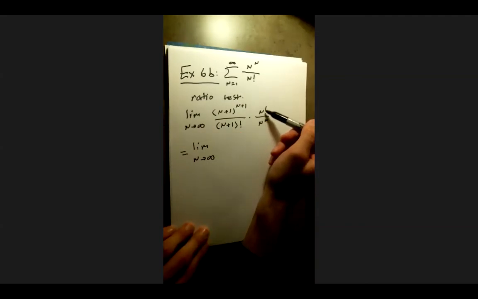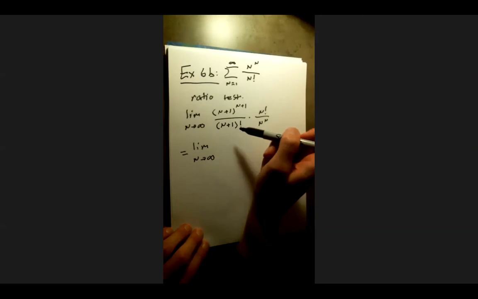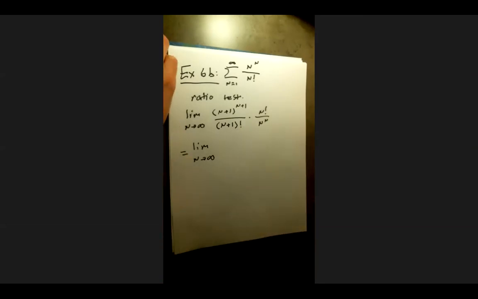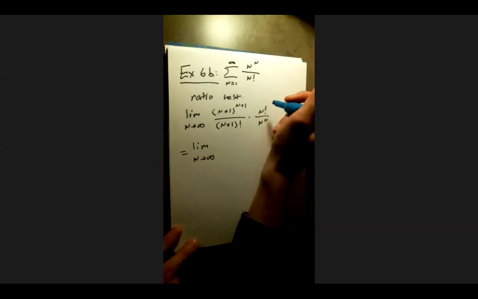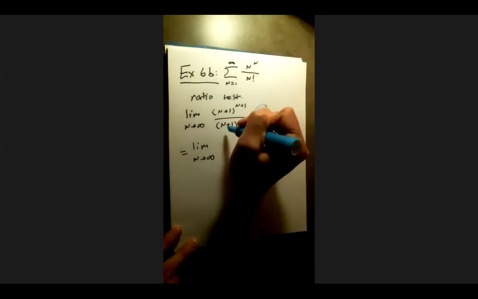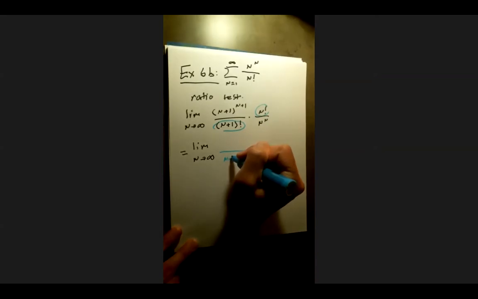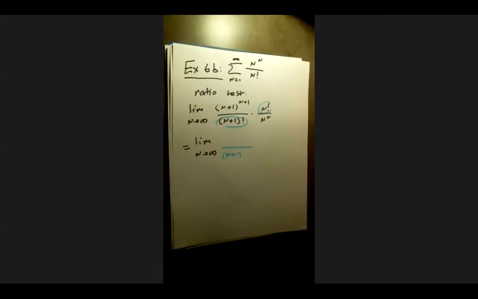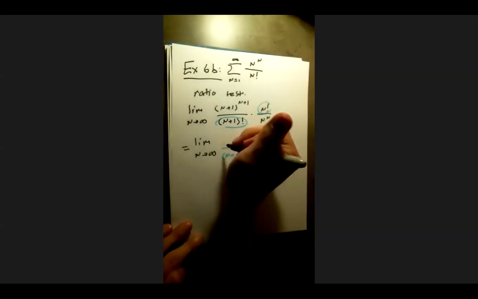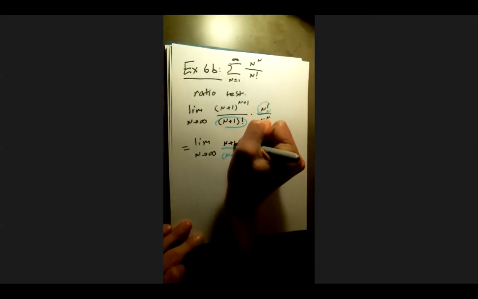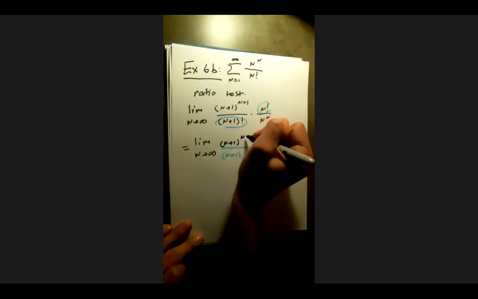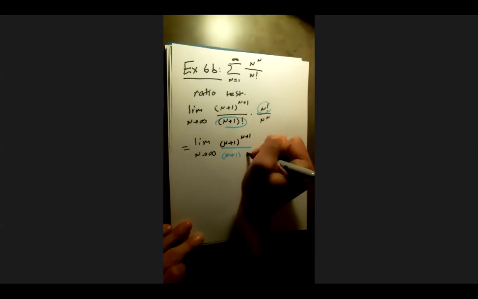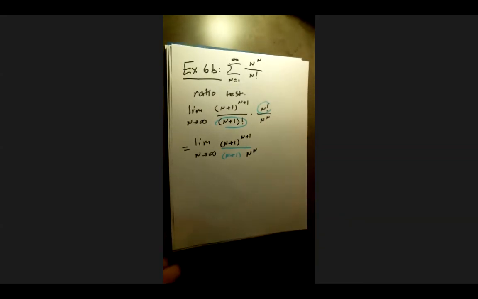N, can you help me simplify? n factorial over (n plus 1) factorial would be what? N plus 1, in the denominator, right? Okay. And then in the numerator, we still have an (n plus 1) raised to the n plus 1, and in the denominator, we still have an n to the n.